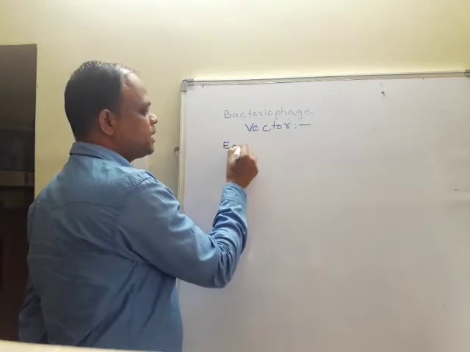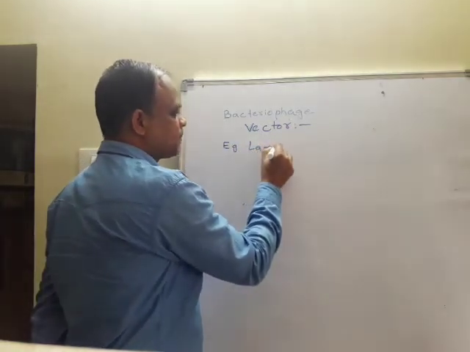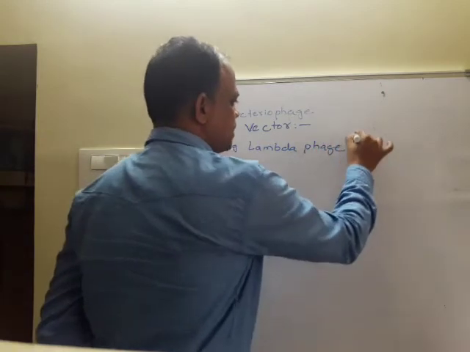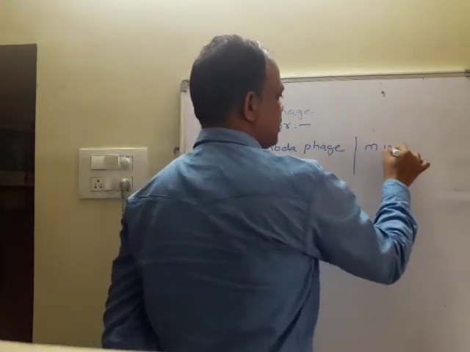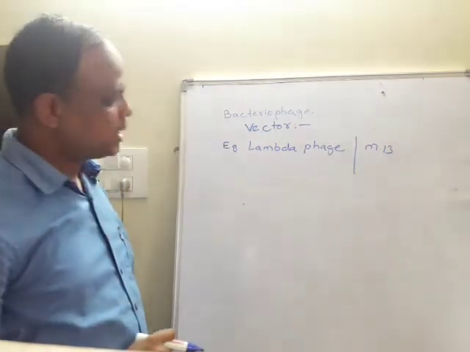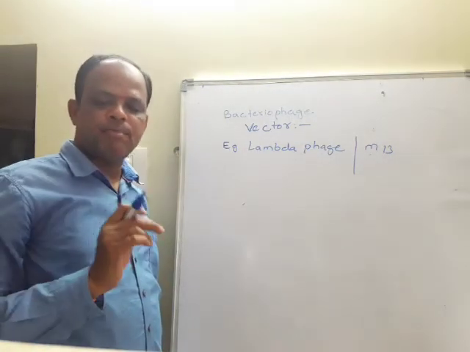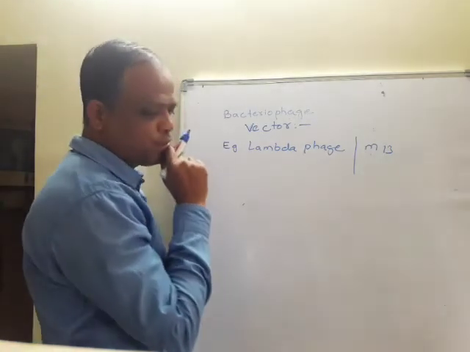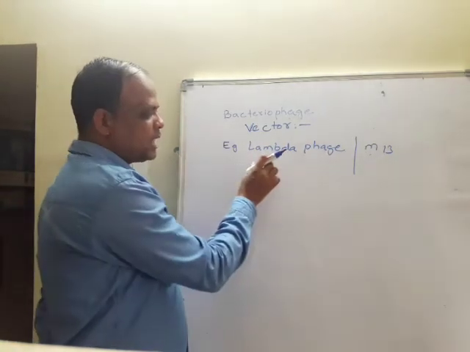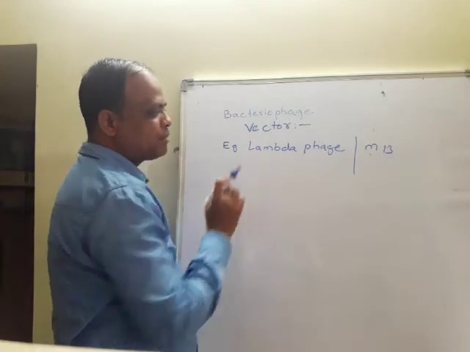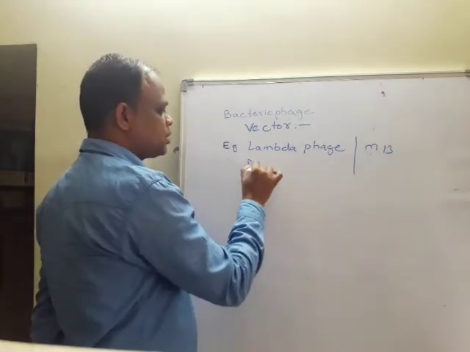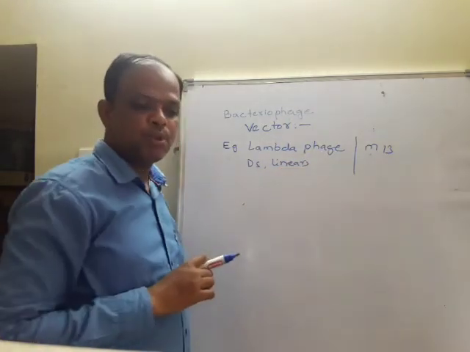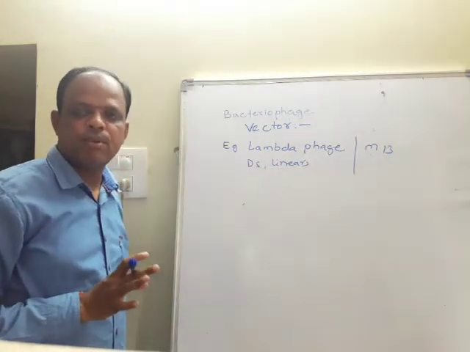The example vectors are lambda-phage and M13 bacteriophages. So the lambda-phage bacteriophage vector is a double-stranded and linear type of vector.